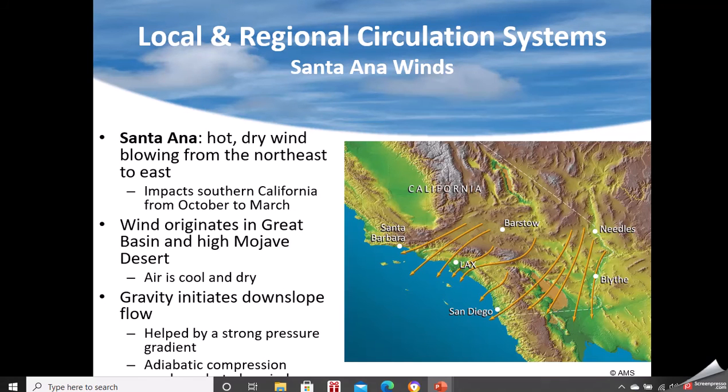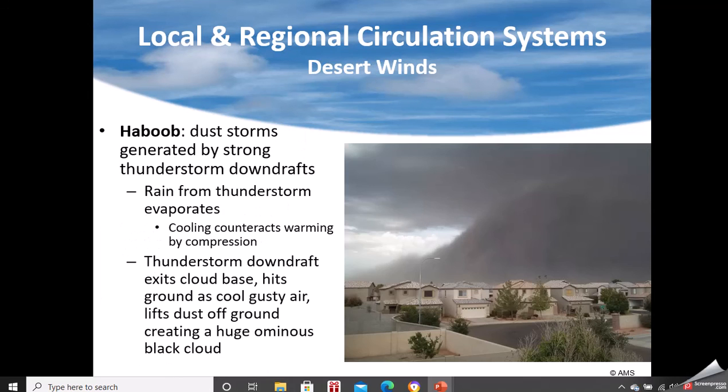One of the famous Chinook-type winds that many people hear about is the Santa Ana wind. Gravity initiates the downslope flow, and it drops down off the mountains. It can flow really fast, and with adiabatic compression warming, you wind up very, very dry, with humidities literally less than 5% in some cases.